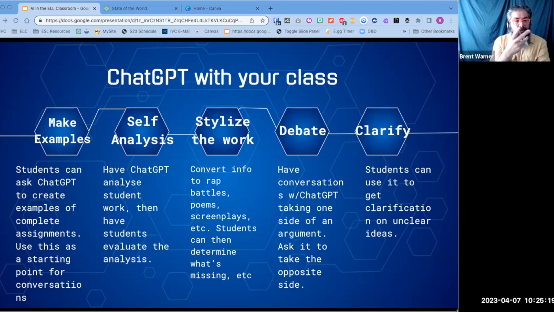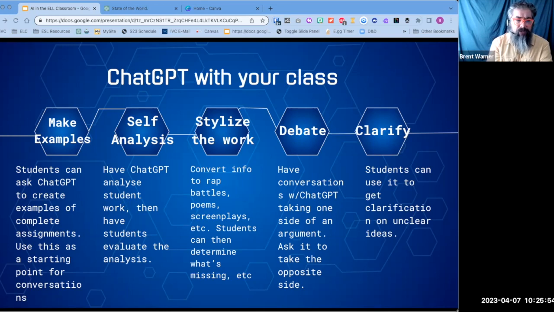But you can do things like making examples. So students can ask ChatGPT to create examples of complete assignments, and a lot of times this can be a good kickstarter. So often we will, as teachers, provide them with a sample text or exemplary work that they can use for their work in the future, and so they can actually use ChatGPT or these text generators to do similar types of things.